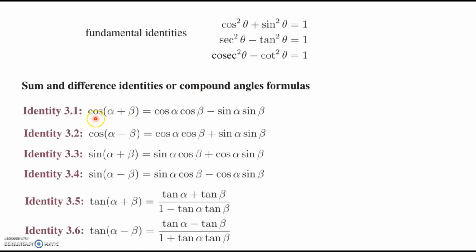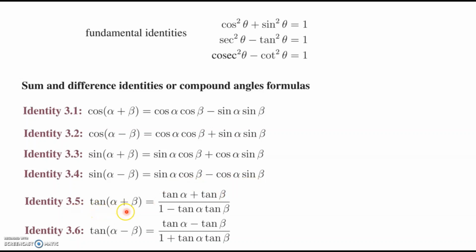So the identities that we will look at here are cos(alpha plus beta) is equal to cos alpha cos beta minus sin alpha sin beta. Cos(alpha minus beta) is equal to cos alpha cos beta plus sin alpha sin beta. Sin(alpha plus beta) is equal to sin alpha cos beta plus cos alpha sin beta. Sin(alpha minus beta) is equal to sin alpha cos beta minus cos alpha sin beta.